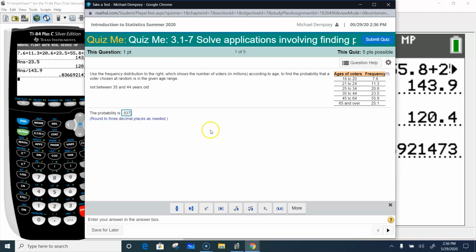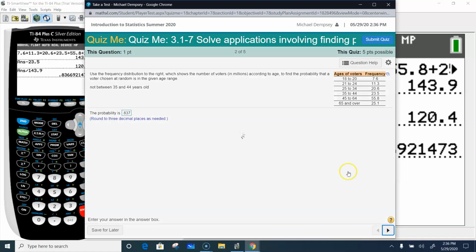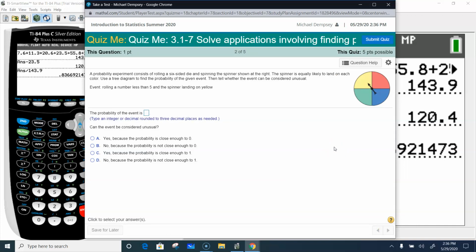0.837. And again, the reason I do the Quiz Me is because it doesn't give you instant feedback. When you right-click here on the practice problems, it'll tell you whether you did it right or not. So this moves us on to the next one, but it doesn't tell us if we got the previous one correct or not.